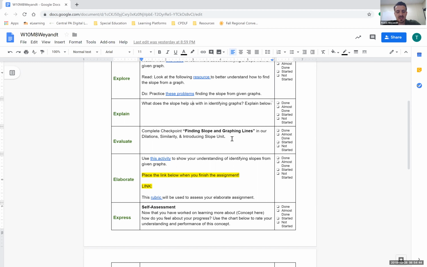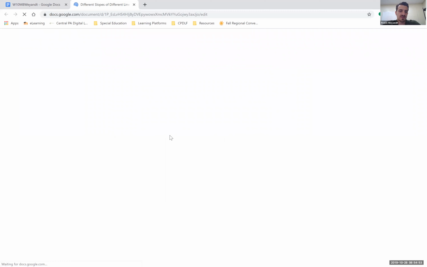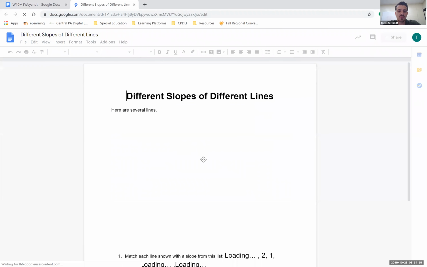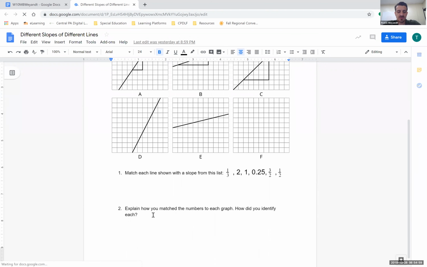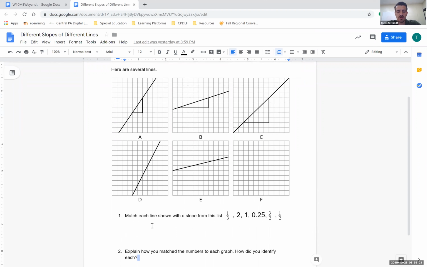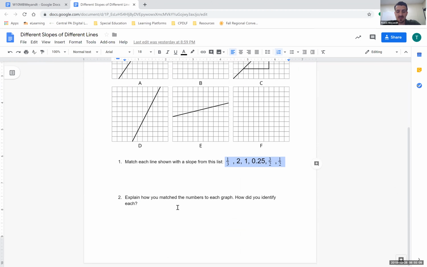In the evaluate section, you're going to complete the finding slope and graphing lines checkpoint, just like we usually do every week. And then the elaborate section for this is, again, back to the learning target, identifying slopes. At the end, you're going to explain how you matched, how did you identify each? So not only are you going to match these slopes right here with their appropriate graphs, you're also going to explain how you identified each.